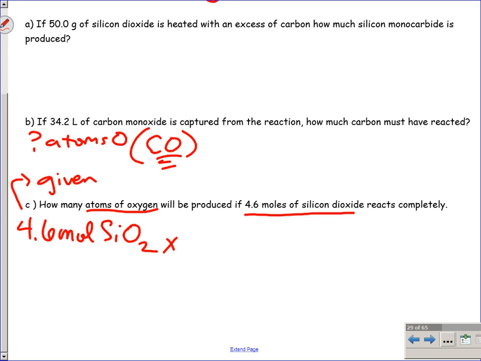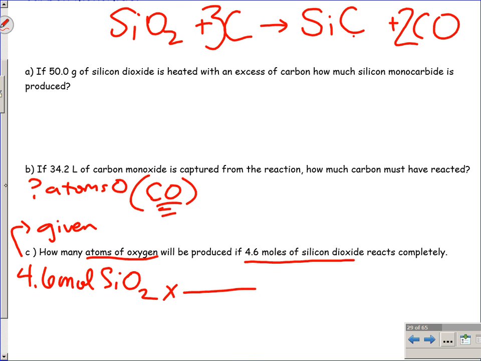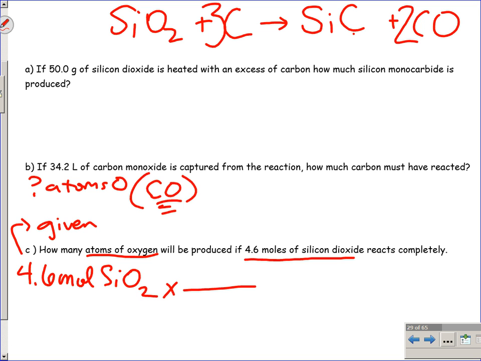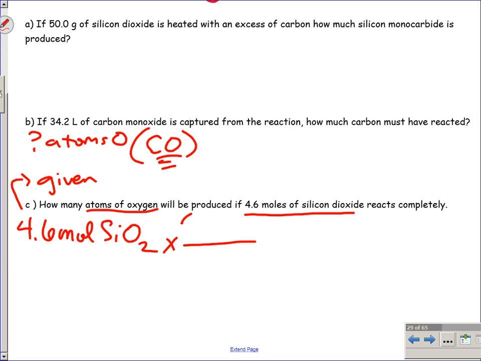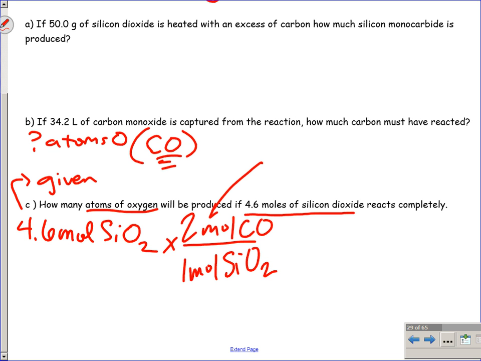So what was my conversion between silicon dioxide and carbon monoxide? 2 to 1, right? So I'm putting the 2 on top. Why? Carbon monoxide, and I want to get rid of silicon dioxide. So these numbers are from the balanced chemical equation. All right, so then I'm in from moles to moles of carbon monoxide.